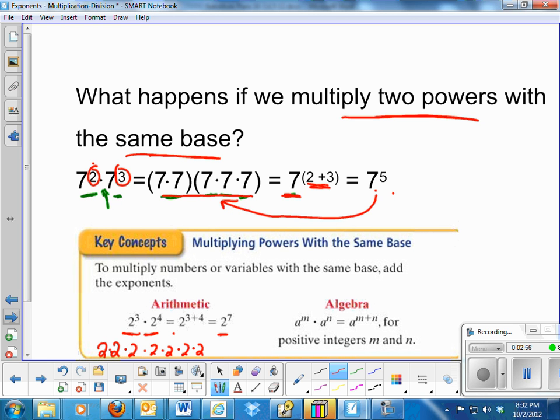If we were working with variables, if we have a as the same base and an exponent of m on one and n on the other, the exponent would be m plus n. So this is for all positive integers. There's our rule for multiplying powers with the same base. You should write this example, the 7 example, and the rule in your notebook.